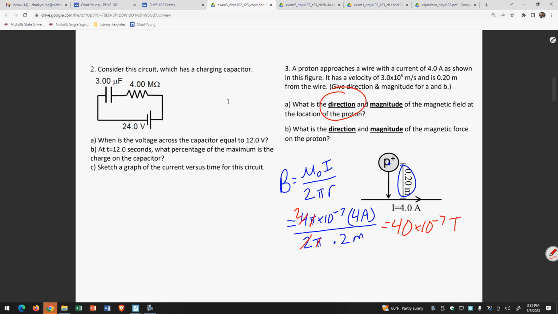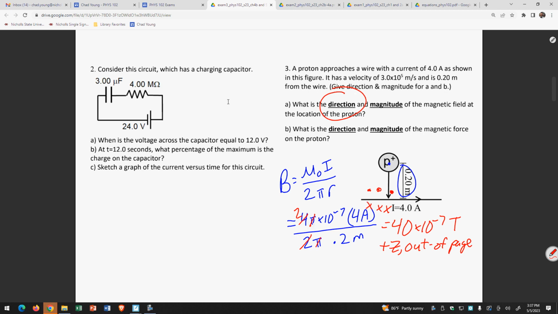To get the direction, you let your thumb go in the direction of the current, and then your fingers fold around so that it would be into the page on this side and out of the page on that side. So at the place of the proton, it is in the plus Z or out of page direction. You're always going to use the side that's on one side of the proton. Because there are 2 magnetic fields generated. Here it's out of the page. On this side is into the page.